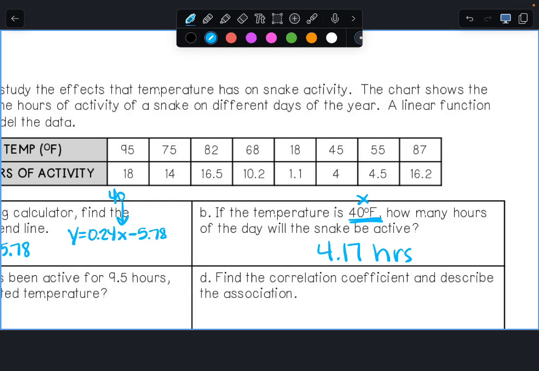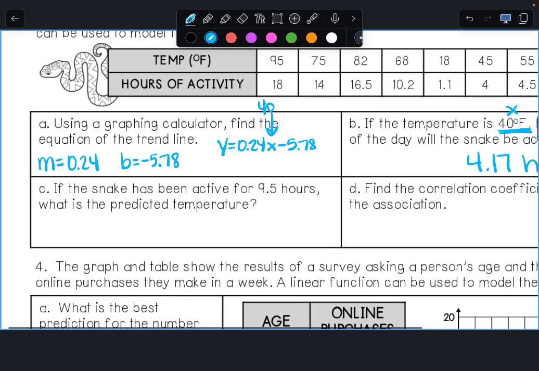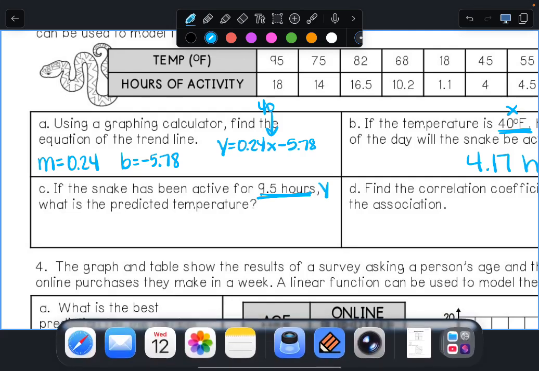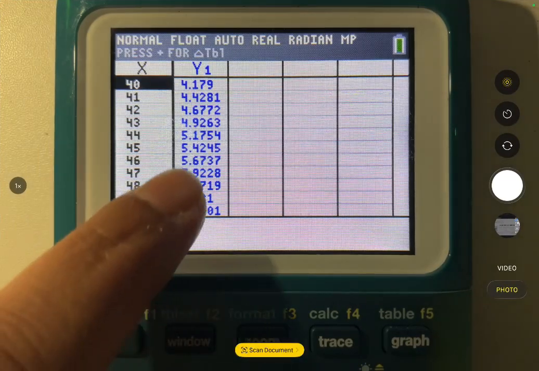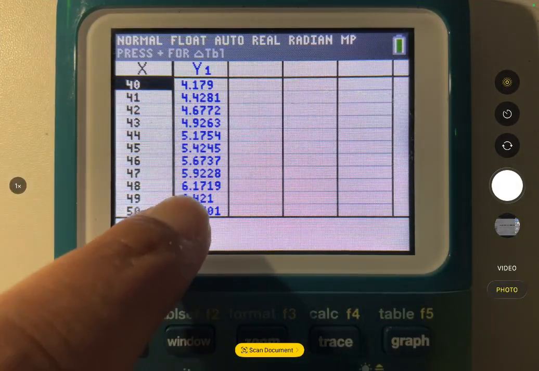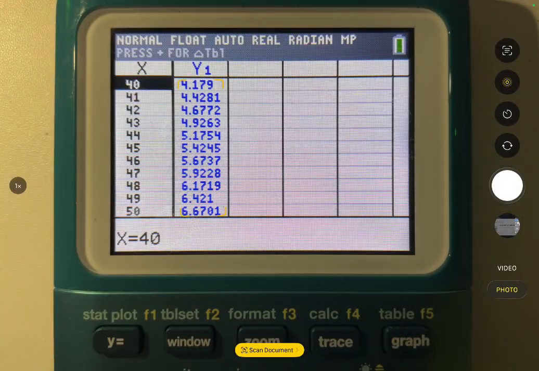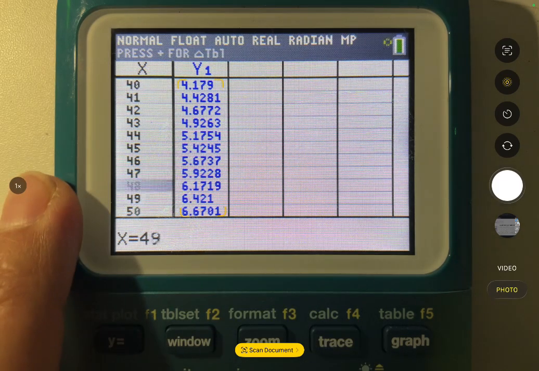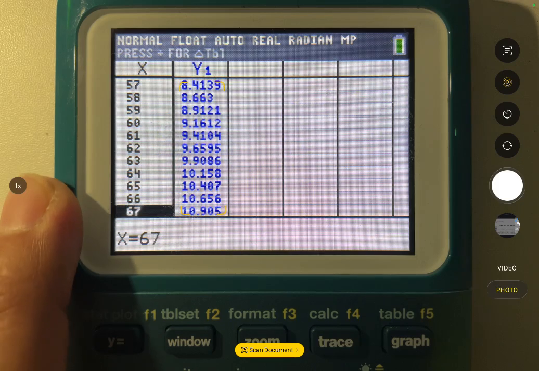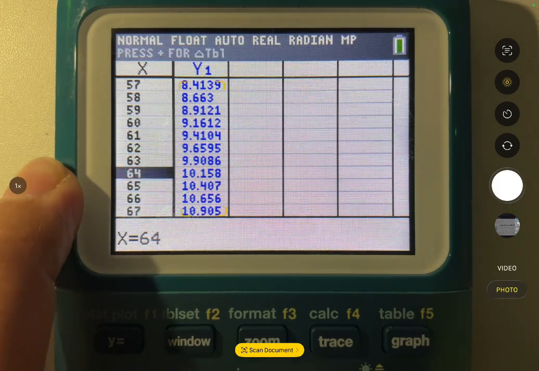Look at part C. Part C says if a snake had been active for 9.5 hours, this is a Y value. I cannot use second window for this, but I am going to go to my table. Go all the way down. You need to scroll down until you find a number closest to 9.5. So find it. 61. Not 60. Not 62.